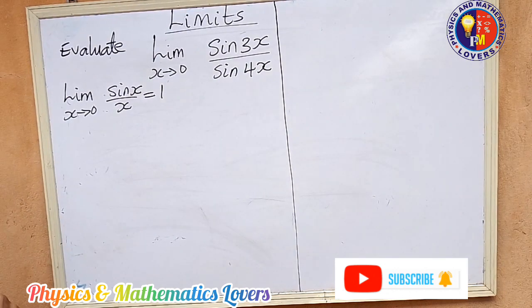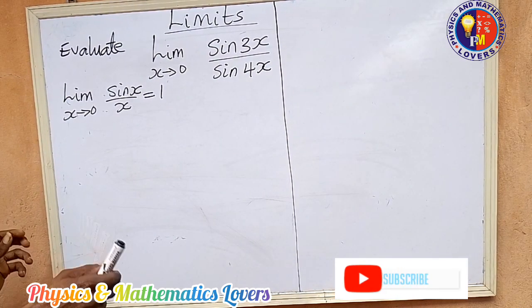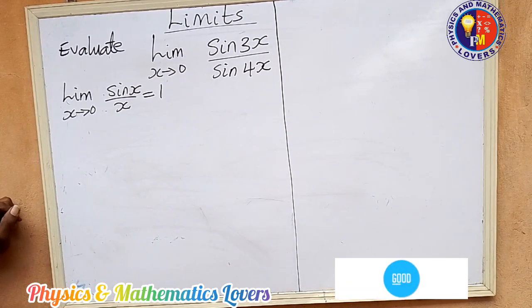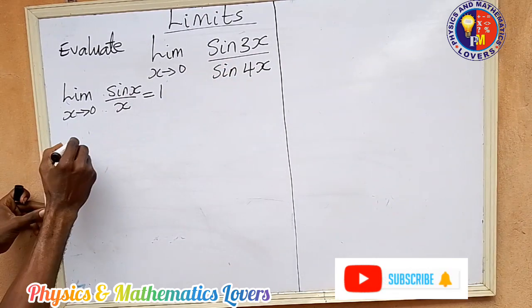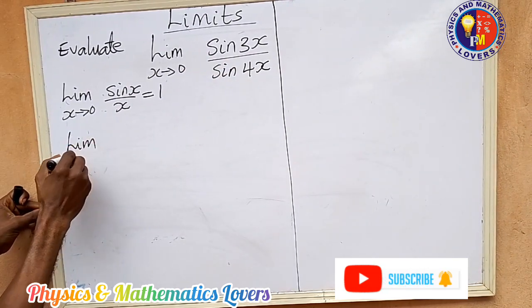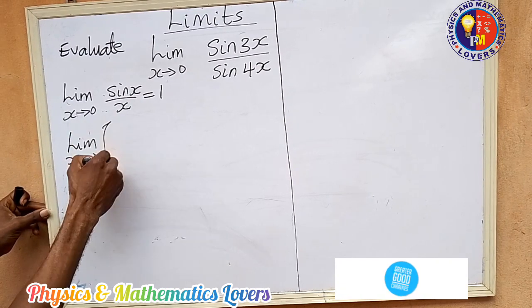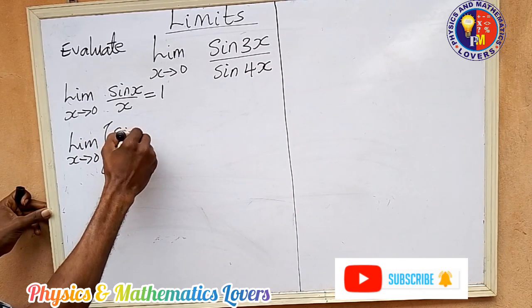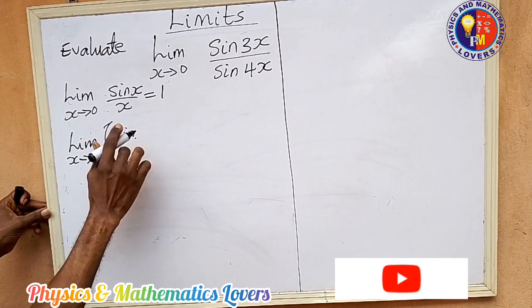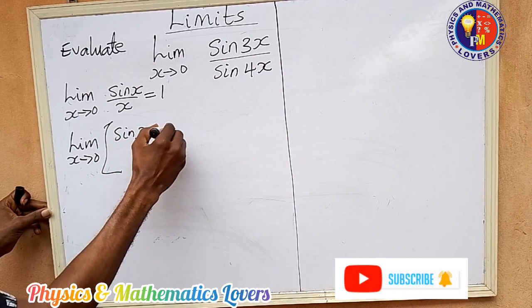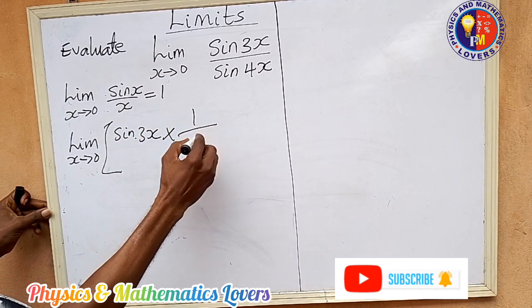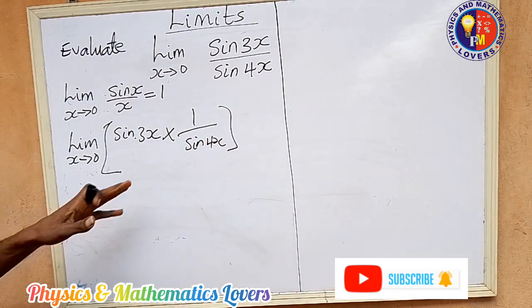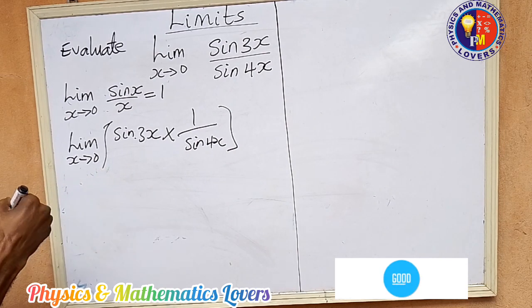But there is another method that is very easy and straightforward, that is L'Hopital's rule. I don't want to use that; I will use that in my next video. So let's use algebraic manipulation. At this point, it will now become the limit as x tends to 0, and this can be written as sine 3x times 1 all over sine 4x. You can rewrite it like this.